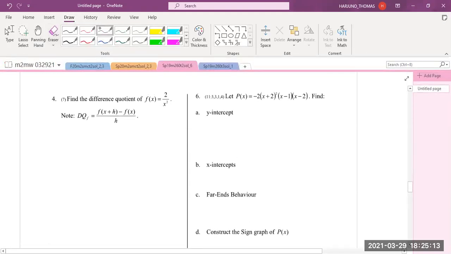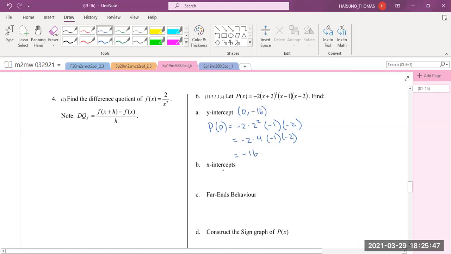We have Px equals -2 times (x plus 2) squared, times (x minus 1), times (x minus 2). What is the y-intercept? Find P0. P0 is -2 times 2 squared times -1 times -2. That's -2 times 4 times -1 times -2. That's -16. So the y-intercept is 0, comma, -16.